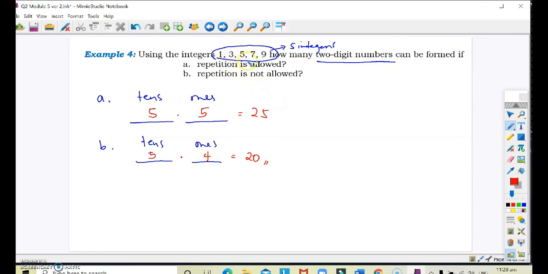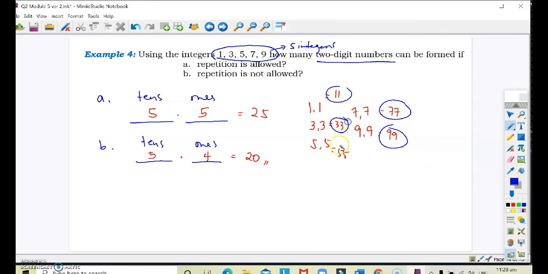Okay, let's consider the given number. What numbers repeat? If we're going to form this, we have 11, 33, 55, 77, and 99. So these are the two-digit numbers. Let's count. We have 1, 2, 3, 4, and 5. Since there are 5 items that repeat, remember, without repetition, we have 20 only. With repetition, we have 25. From the 25, removing the number that repeats, we have 20. That's how we actually relate these two values. We can simply get 25 minus the items that repeat, which is 5, equals 20. That will give us an answer to letter B. That's another way of getting the answer to letter B.